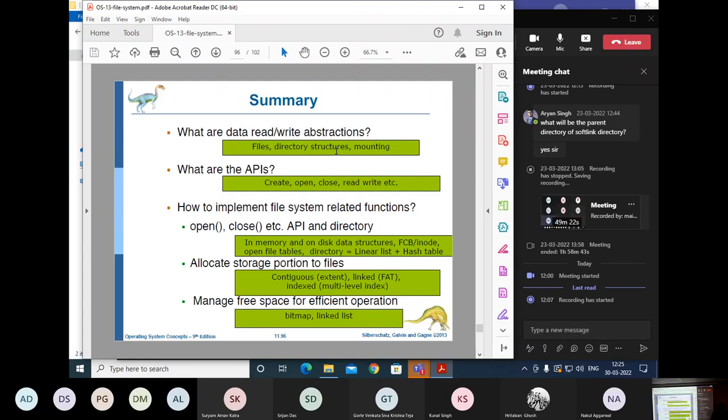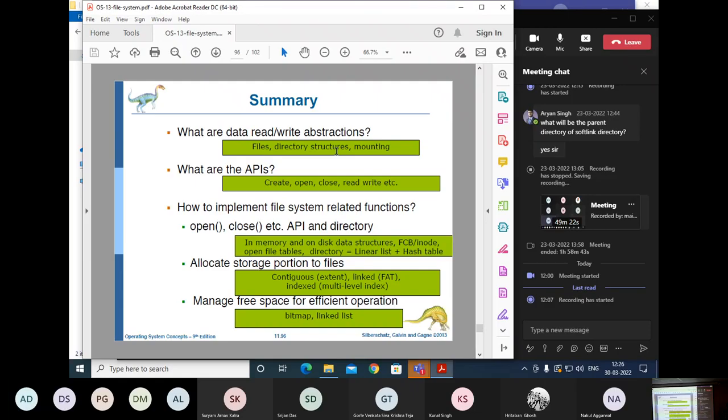Then you have the APIs to work on this read and write abstraction. We talked about create, open, close, read, write, etc. These system calls and what they do. And then we moved into implementation. We talked about how these system calls are implemented. We looked into data structures again. The file control block or inode is one of the most important ones. You have a process-wise open files table and a system-wide open file table.